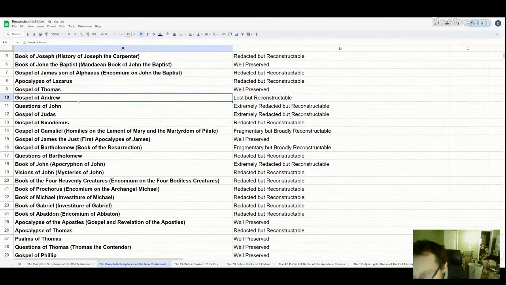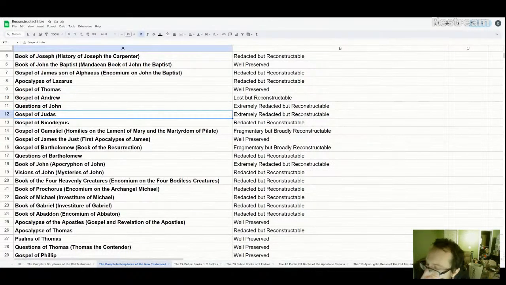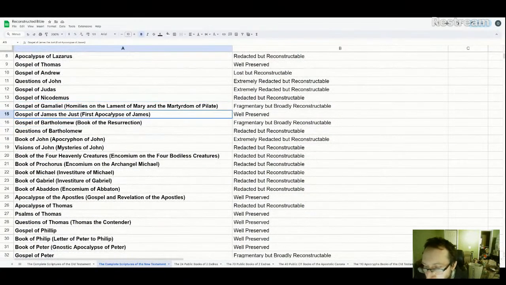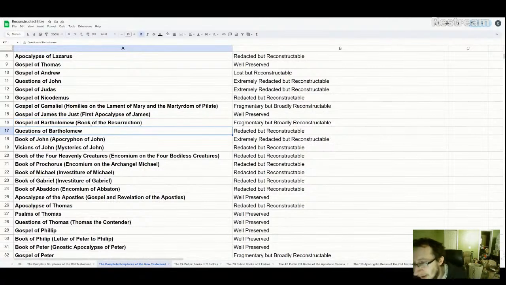The Gospel of Andrew is completely lost, but I believe we can reconstruct it. Questions of John, that's considered a Gnostic book. Gospel of Judas, considered Gnostic. Gospel of Nicodemus. Then there's the Gospel of Gamaliel, also known as Homilies on the Lament of Mary and Martyrdom of Pilate. Got the first Apocalypse of James, then the Book of the Resurrection by Bartholomew. Questions of Bartholomew. Then the Apocryphon of John, which is considered Gnostic. We have the Mysteries of John.